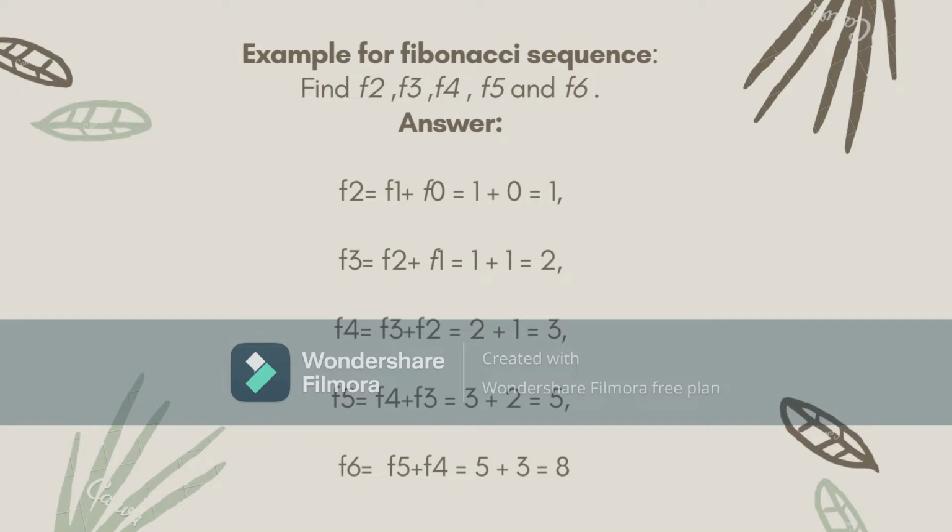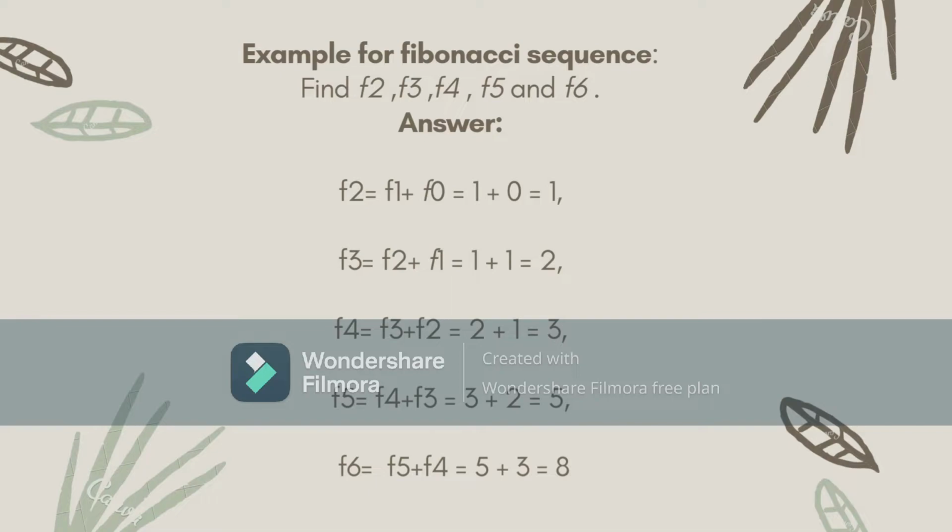To find the value of F_3, we use the formula F_{3-1} + F_{3-2}, in which we get F_2 + F_1, which equals 1 + 1 = 2. So the value of F_3 is 2.